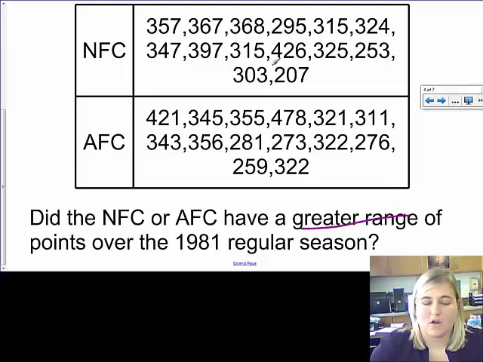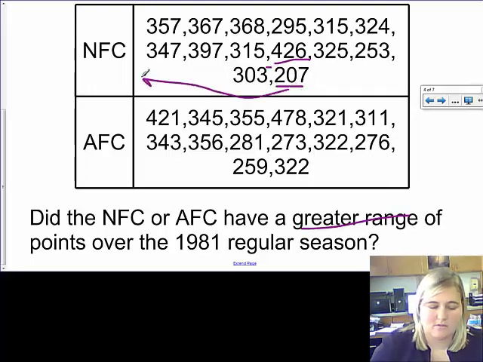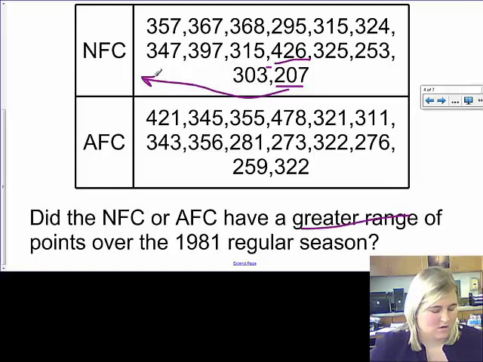Okay, so the NFC, the largest number that I see is 426, and the smallest number is 207. So all I have to do is subtract those two things. And when I subtract them, it's going to give me my range, which I'm going to write over here. So 426 minus 207 gives me 219.